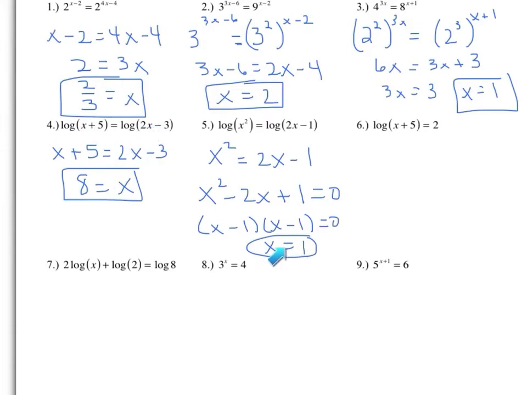Just double check in number 5, plugging the 1 in. 1 squared is 1. That works out. And then plugging in 1 in over here. 2 times 1 minus 1 works out for us also.